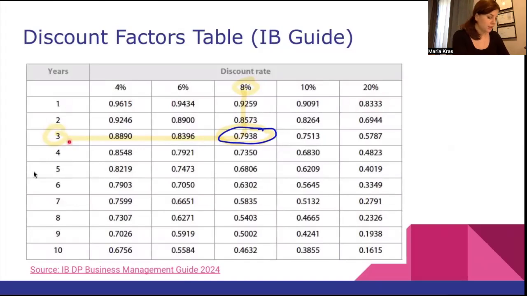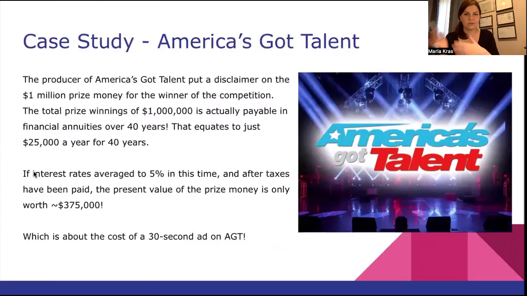Similarly, if we increase the time that we need to wait for our payment, even with a low interest rate of 4%, the present value diminishes to 0.6756, right? And if we take 10 years and a high interest rate of 20%, the present value of the future cash flow is so low, it's just 0.1615, right? So it's almost 16% of what this money is worth today. Okay, makes sense?